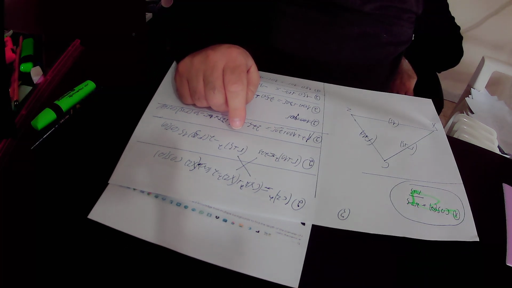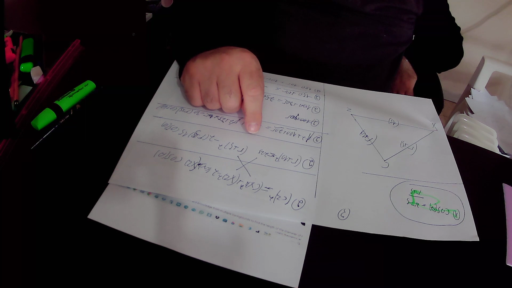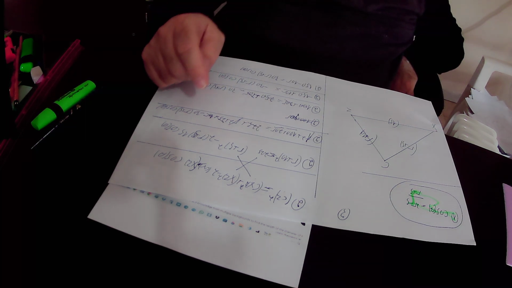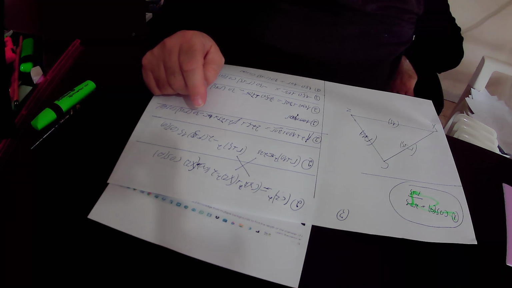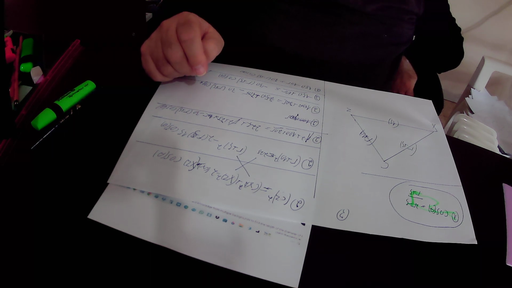CX is r plus 5, so CX squared is (r plus 5) squared, plus XZ squared. XZ is 15, so XZ squared is 15 squared, that is 225. And it is also minus 2 times CX times XZ times cosine theta, that is minus 2 times (r plus 5) times 15 times cosine theta. Okay?